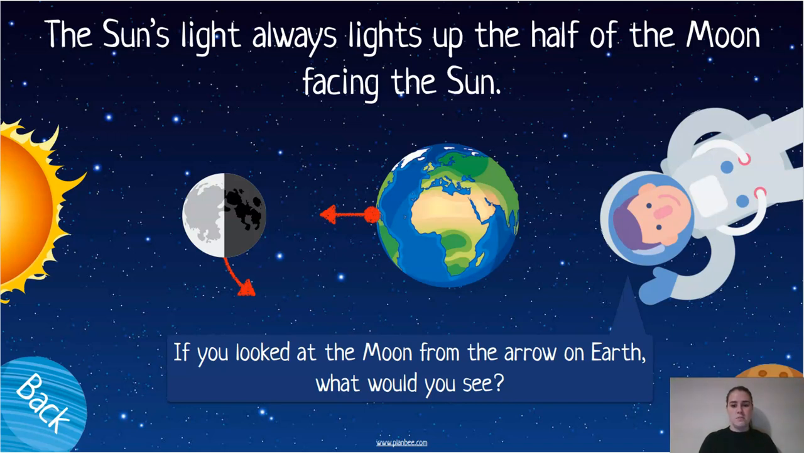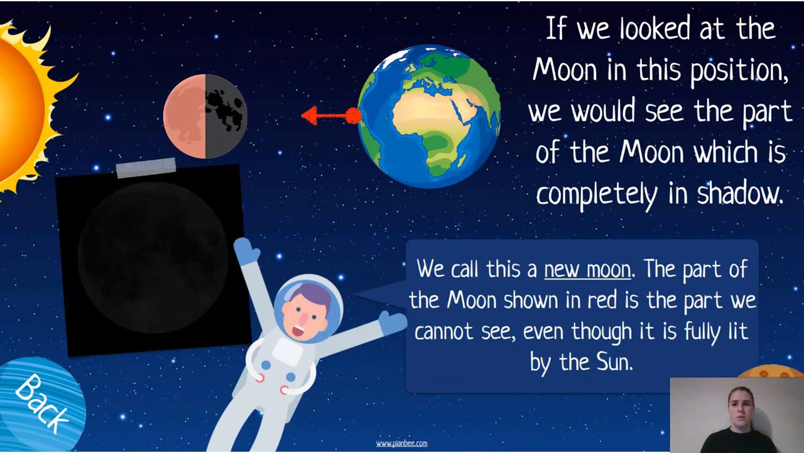So if you looked at the moon from the arrow where we are on Earth, what do you think we're going to see? Pause the video and have a think. Okay, well you'd be right. So if we looked at the moon from this position, we're not going to see anything because the Sun's directly behind it, which means it's created a shadow. So actually we don't see very much of that moon, okay? So that part becomes completely in shadow. Now this is what we call a new moon.